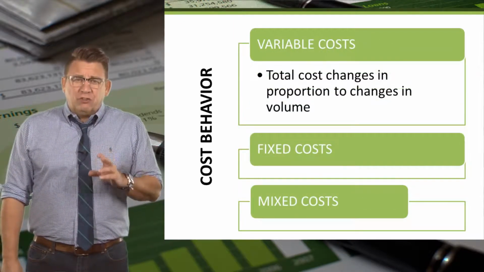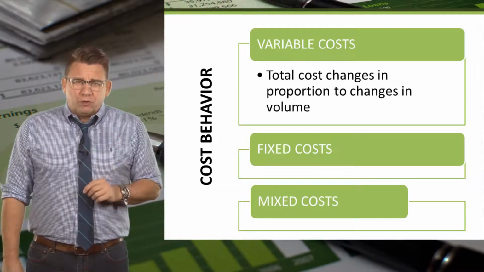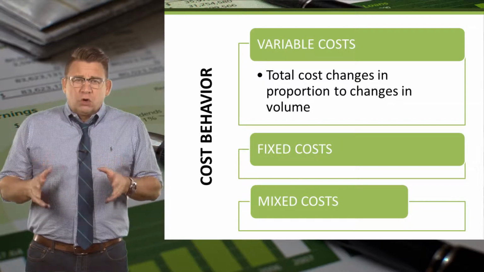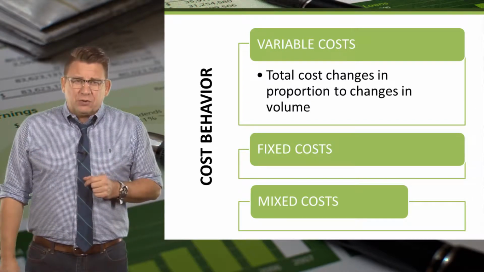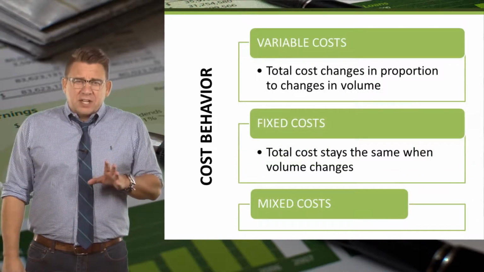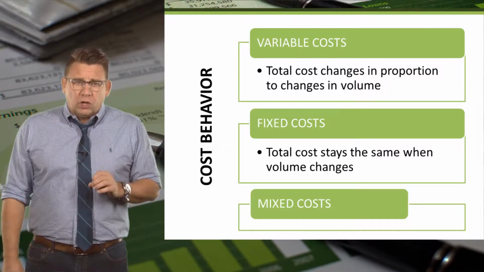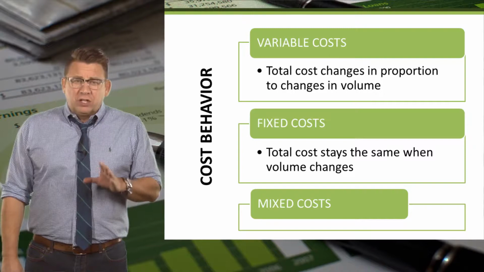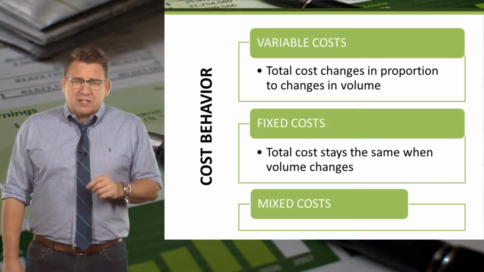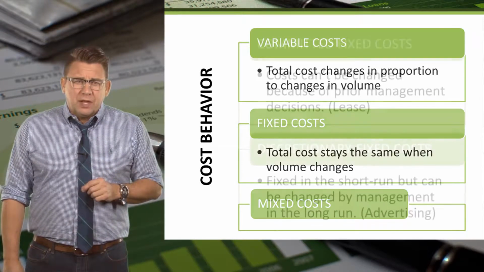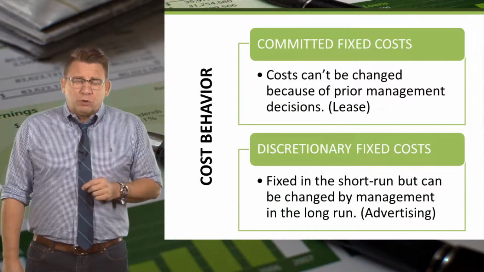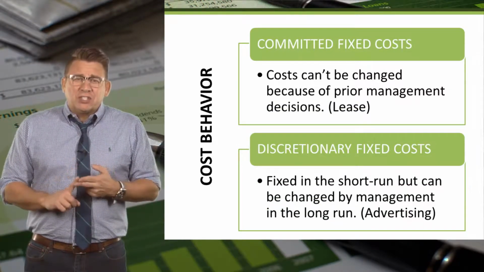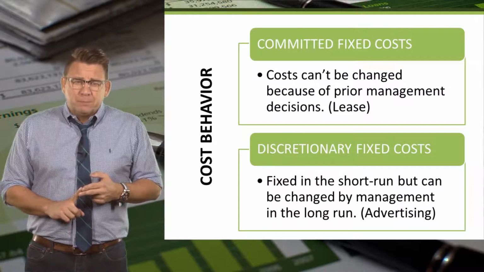Variable costs change in total in direct proportion to changes in volume. As volume increases, total variable costs increase. Fixed costs stay constant in total over a wide range of volume levels. So as volume changes, fixed costs do not. Fixed costs are generally grouped into two categories: committed fixed costs and discretionary fixed costs.